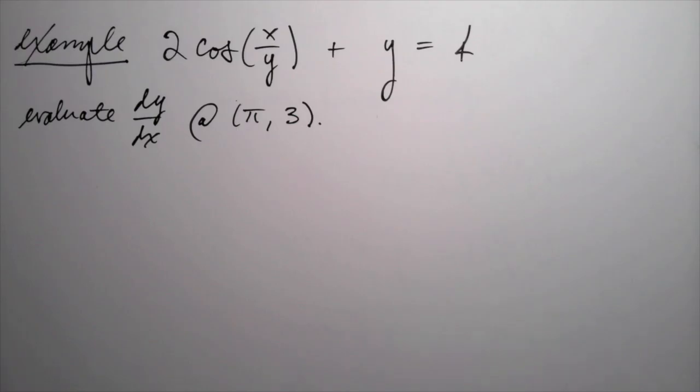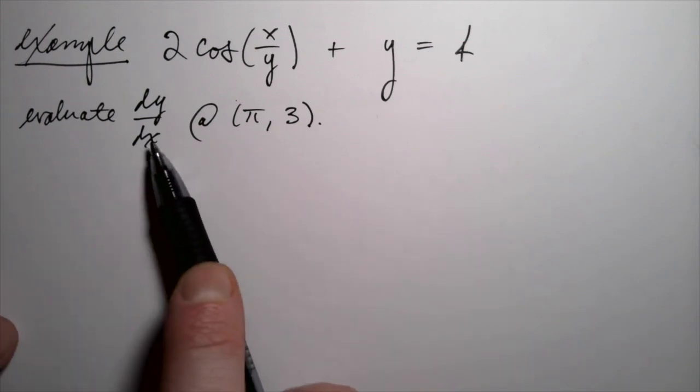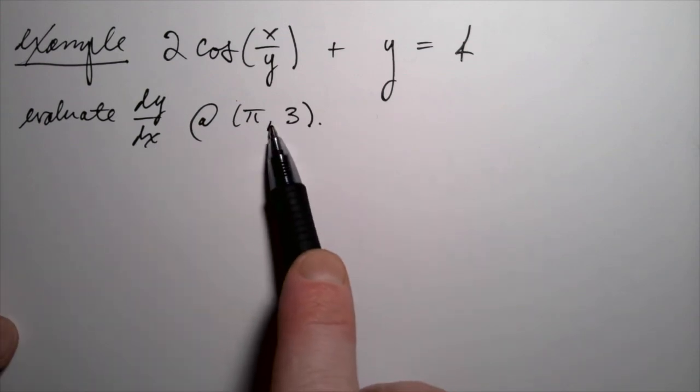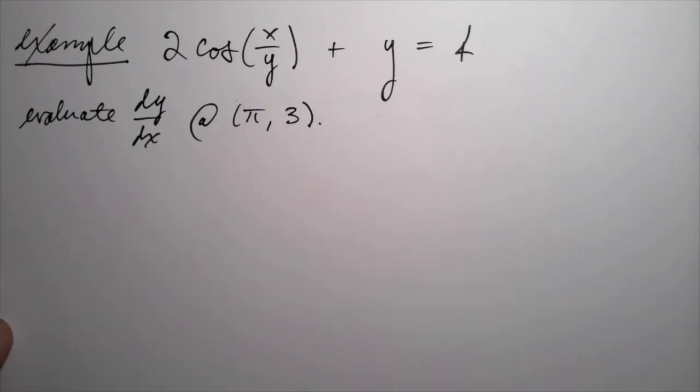In this problem, we're given the equation 2 cosine of x over y plus y equals 4. That has some graph, that creates some shape in the plane. Not necessarily the graph of a function, it's an implicitly defined function. And we want to evaluate the derivative at the point pi, 3. If you go and plug in x equals pi and y equals 3 in this equation, you'll see that it satisfies the equation. It's on the graph.